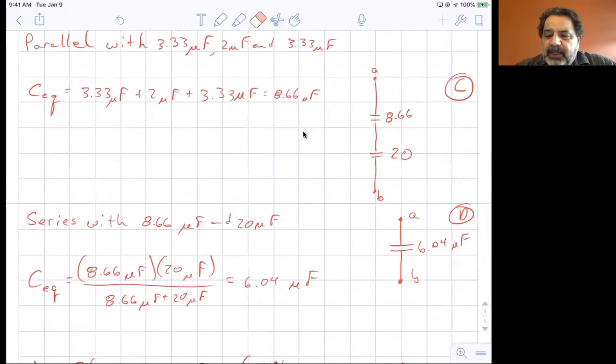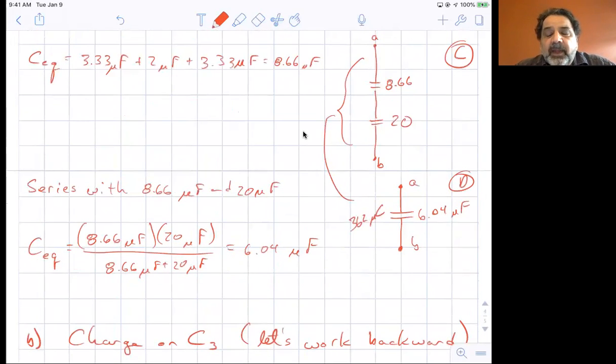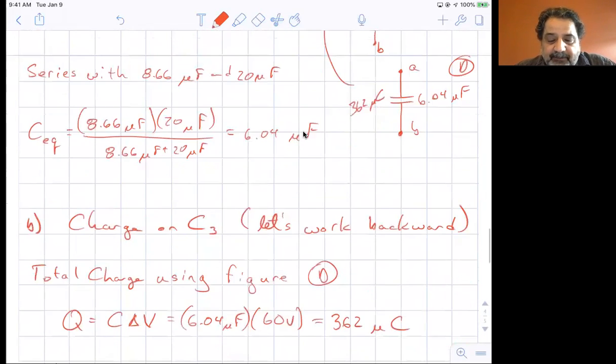Now that 362 microcoulombs is going to be this. It's not spread over, it's the same. Once you get 362 microcoulombs here, you're going to get 362 microcoulombs on the other, so both of these experience 362 microcoulombs. What's going to be distributed among them is the voltage, and that's what we're going to calculate.